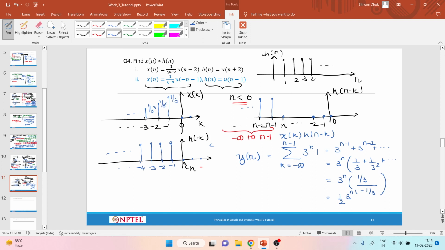This is y of n. So my y of n is equal to 1 by 2 into 3 power n when my n is less than 0. So this is the first case that I am getting. Now we'll look at the second case.